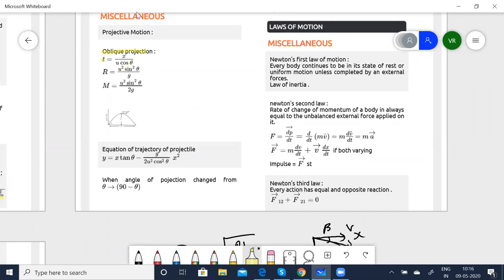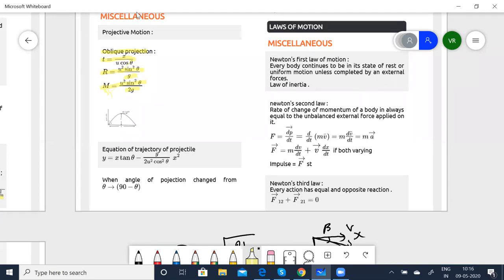T is equal to x by u cos theta, R is equal to u squared sin theta by G, and M is given by u squared sin squared theta by 2G. Okay. Now, as I said, T is the time of flight, R is the range.